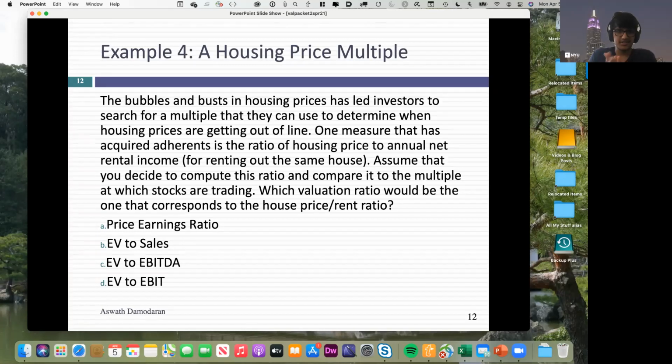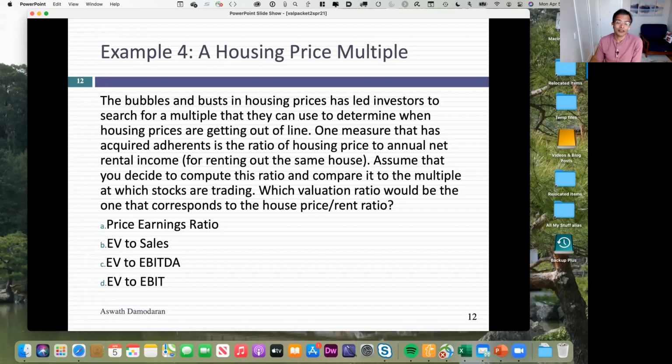I wouldn't say that it's sales, because you said net rental income includes the expenses. Yeah. So between EBITDA and EBIT, it depends whether you're taking in the depreciation. I did this because the net rental income has the depreciation on top of that. It's a tax benefit, so it's closer to EBIT. So if I were comparing this ratio, I would compare it to EV to EBIT.